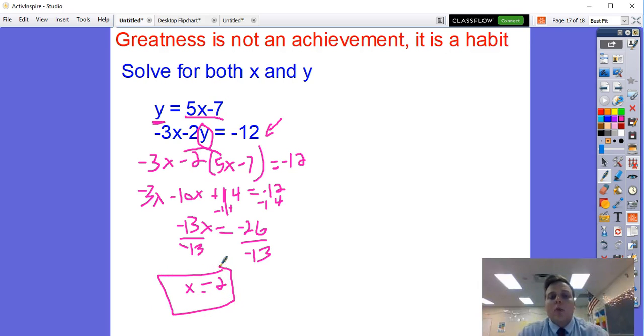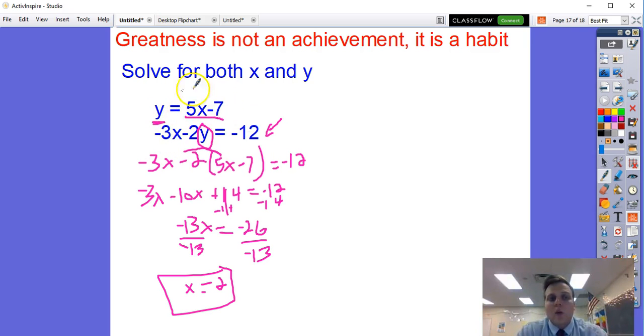Now, this question says solve for both x and y. Okay, so now what you can do is take what you just got for x and plug it back into either equation and solve for y. But once again here, I suggest that you pause first and think through which equation will be easier to use. In this second equation, we have negative 3x minus 2y equals negative 12. If you substitute 2 in for x here, you're still going to have to do some math.